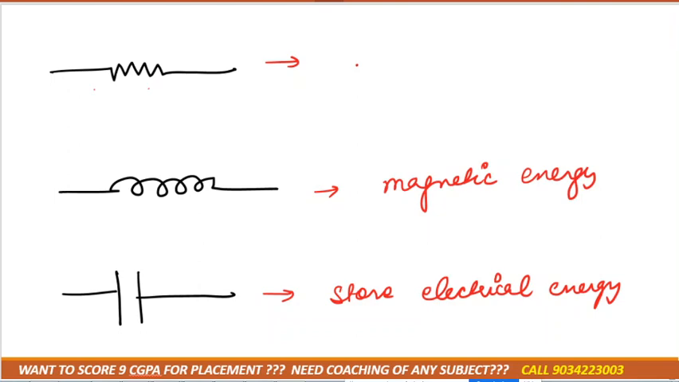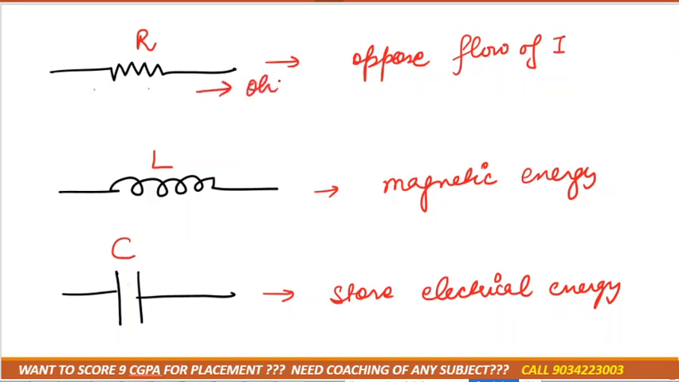And a resistor is used to oppose the flow of current, correct? So this is represented by R, this by L, and this by C. Its unit is ohm, its unit is Henry, denoted by H, and its unit is farad, and farad is denoted by F, right?